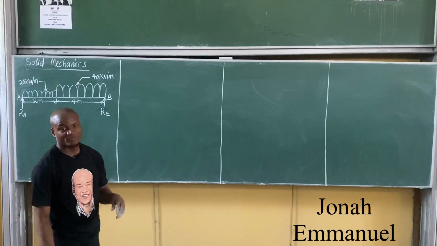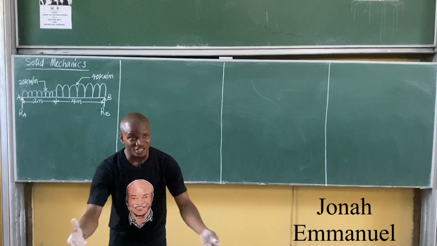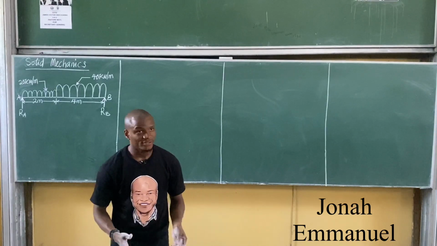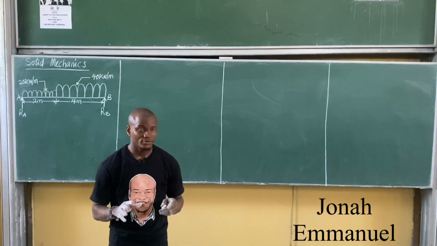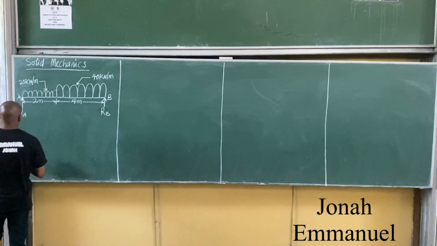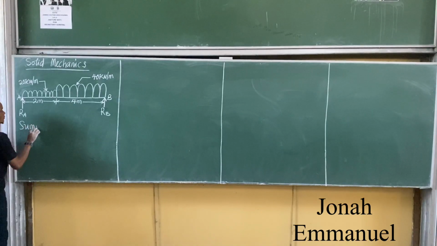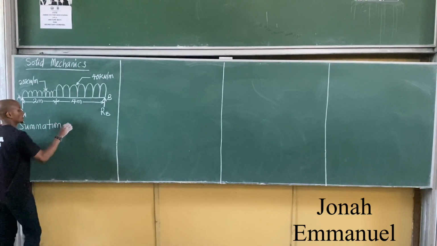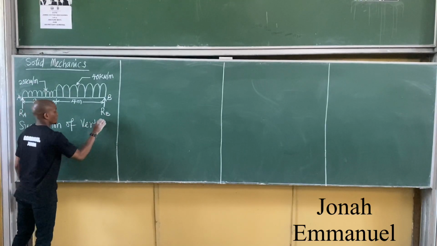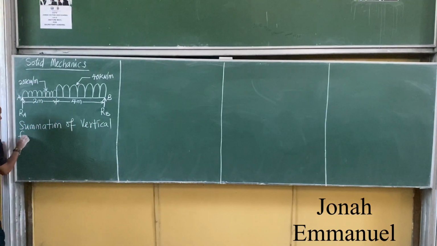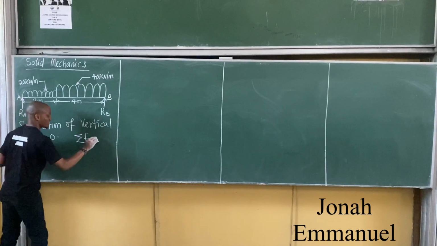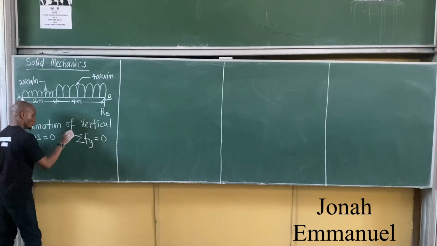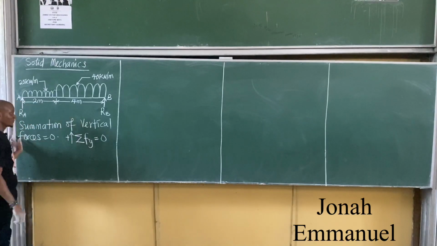Finish, and so you look up and observe. The concept here will now change again. Are we done? Yes. So look up. My first task, of course, is summation of vertical forces equal to 0. So I'm saying sigma Fy, vertical forces, equal to 0, going upwards to be positive.